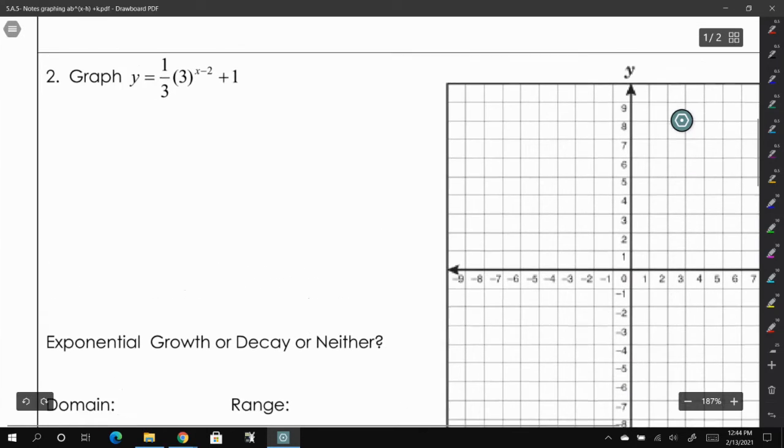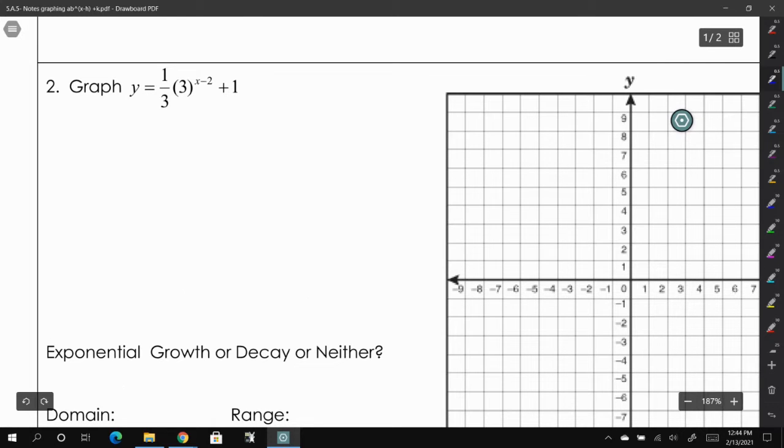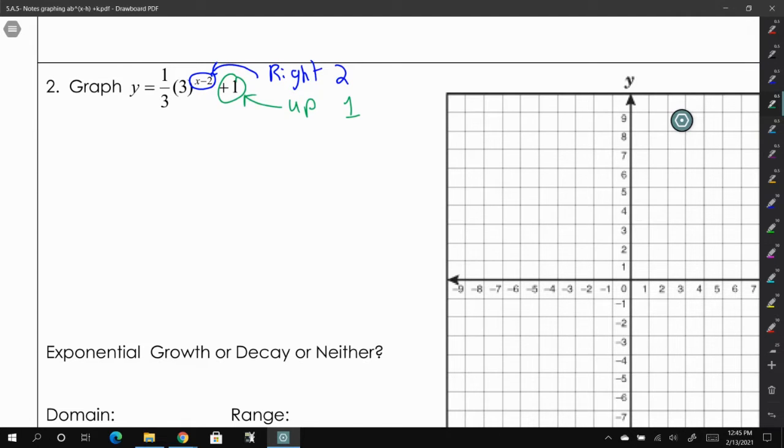So what I want to do first is kind of outline that the -2 means that we're going to be moving right 2. And this +1 means we're going to be moving up 1. So we're going to do the exact same steps as we did when we didn't shift these functions, and we're going to plot our graph without the shift. And then we're going to take each point and shift it right 2 and up 1.